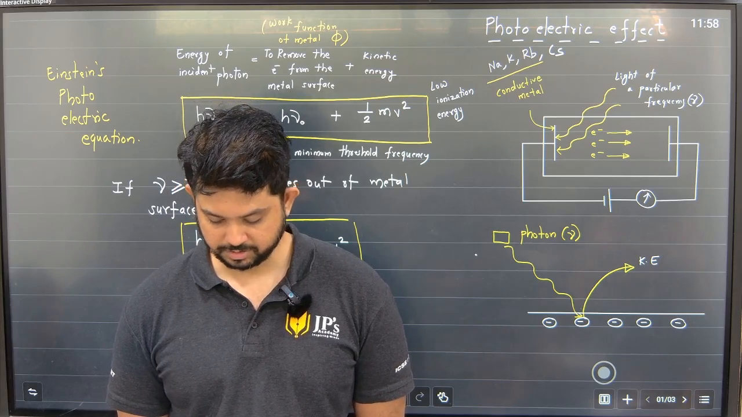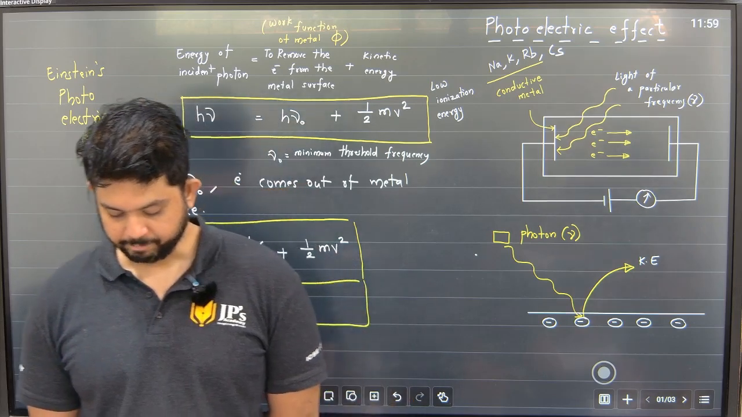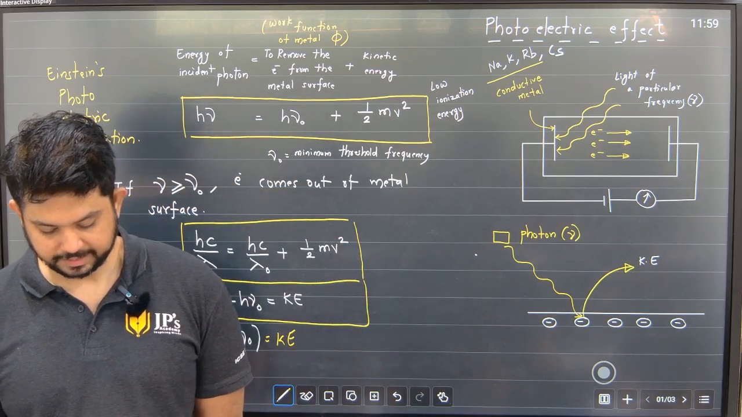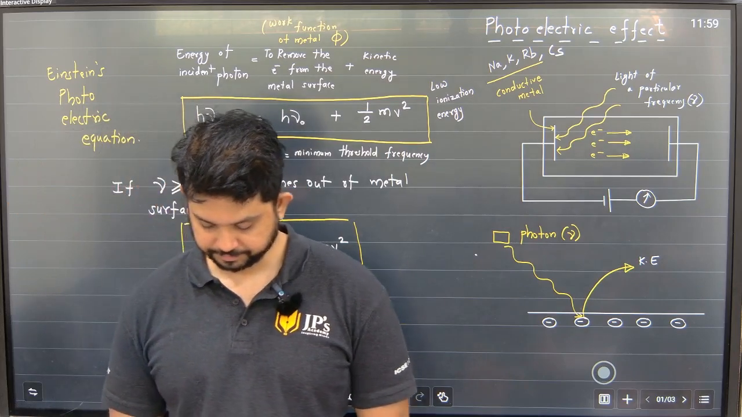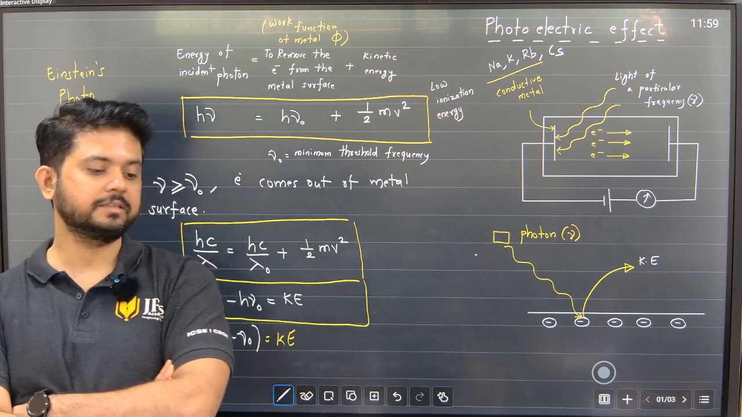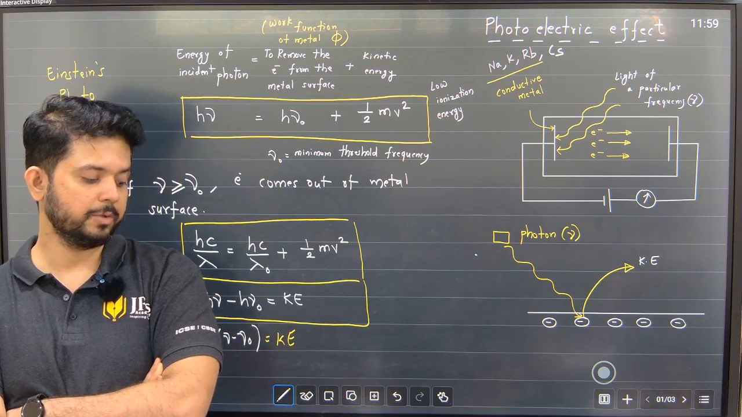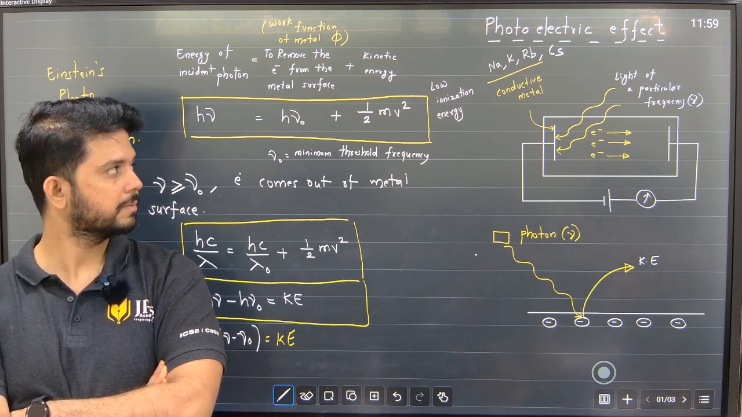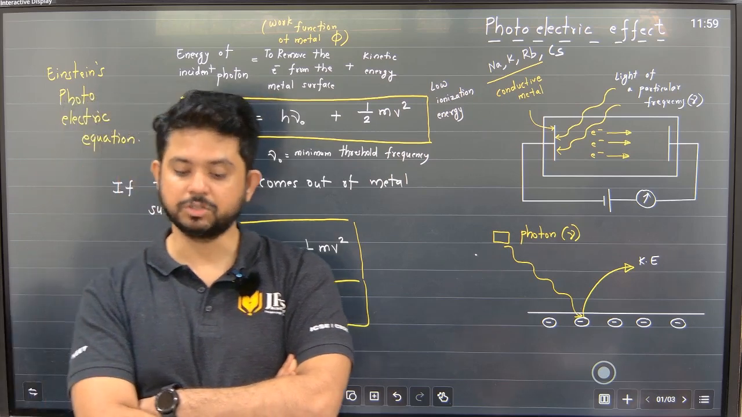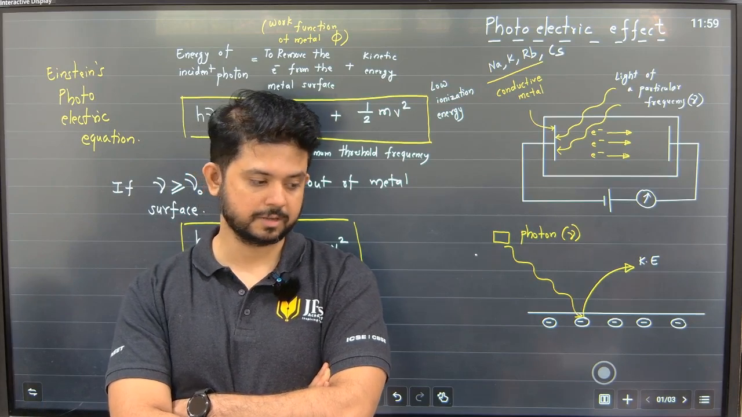Next point, red pen. The photoelectric current, in brackets you can write the number of electrons coming out of the metal surface.